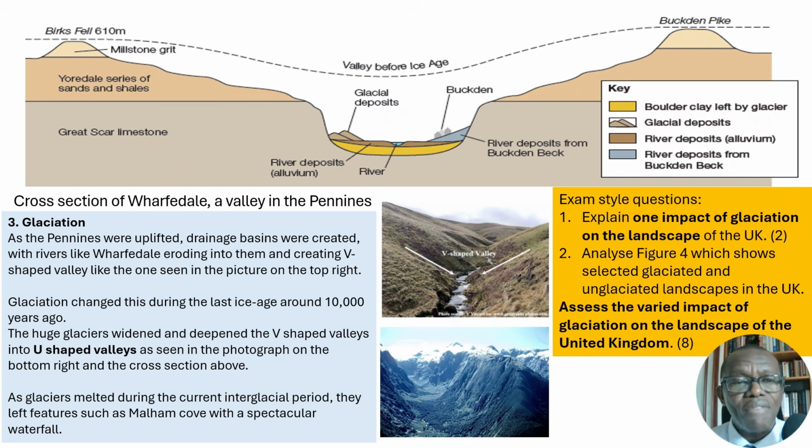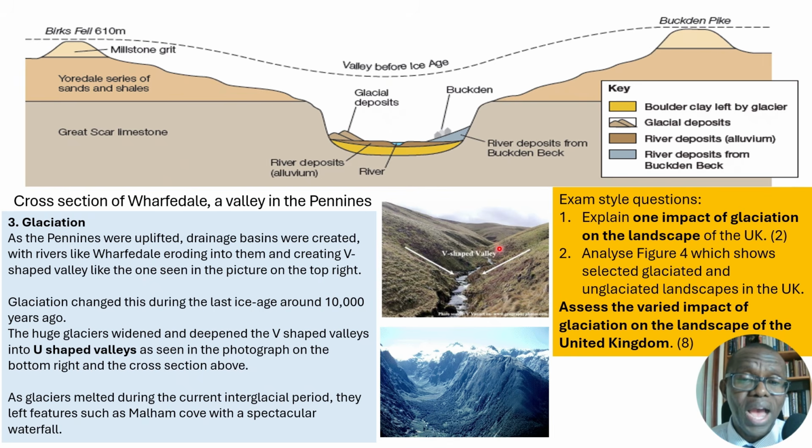Now again, we have this figure here, which is a cross-section of Wharfedale, which is a valley in the Pennines. Now, as the Pennines were uplifted, drainage basins were created, with rivers like the Wharfe eroding into them and creating V-shaped valleys like the one that is seen in this picture here. You can see that this is a V-shaped valley that has been created by vertical erosion by the river right at the bottom here.